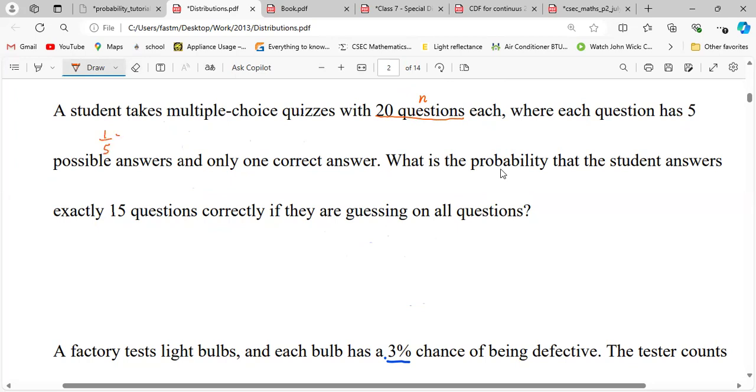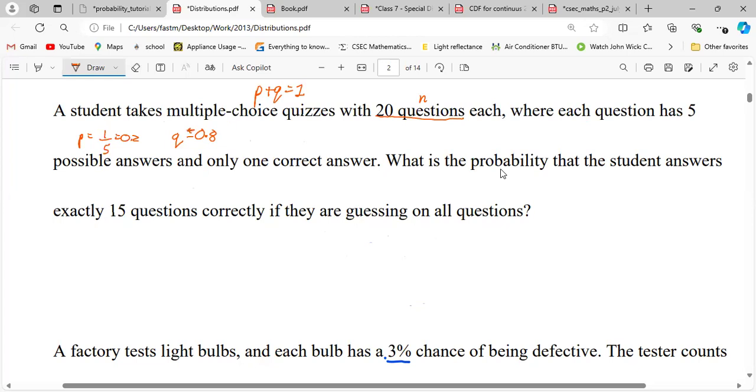So 1 over 5 is 0.2. That is the probability of a success. And the probability of a failure will be 0.8, because p plus q is equal to 1. In this case, the successful outcome is getting the question correct. A question could come where the successful outcome is getting the question wrong. In that case, the p that you will use is 0.8.